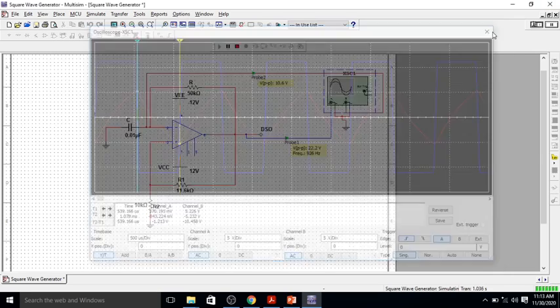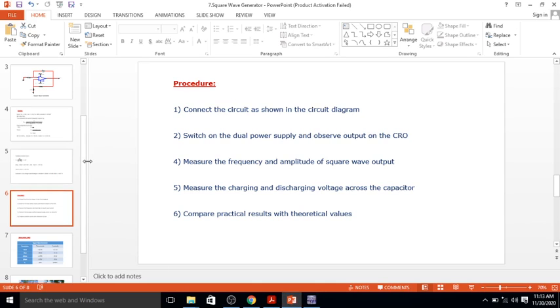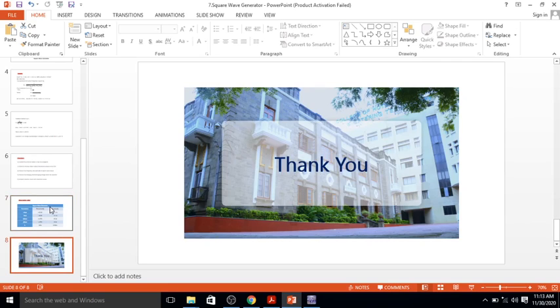So this is how we can calculate the plus V saturation, minus V saturation, plus beta V saturation, minus beta V saturation and F0, and we can validate our theoretical result with the practical result.